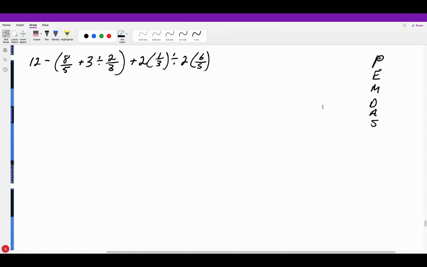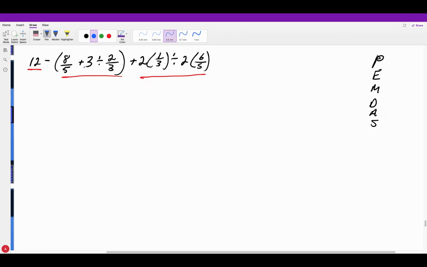All right, so the next question is 12 minus 8/5 plus 3 divided by 2/3 plus 2 times 1/3 divided by 2 times 6/5. So for this problem, before we get started, whenever I see these minus and plus signs, like the addition, subtraction, that's breaking up my problem into different groups and different parts. So I'm just going to focus on each part individually. This first one, 12, there's nothing to do there, so I'm just going to bring that down at the end.